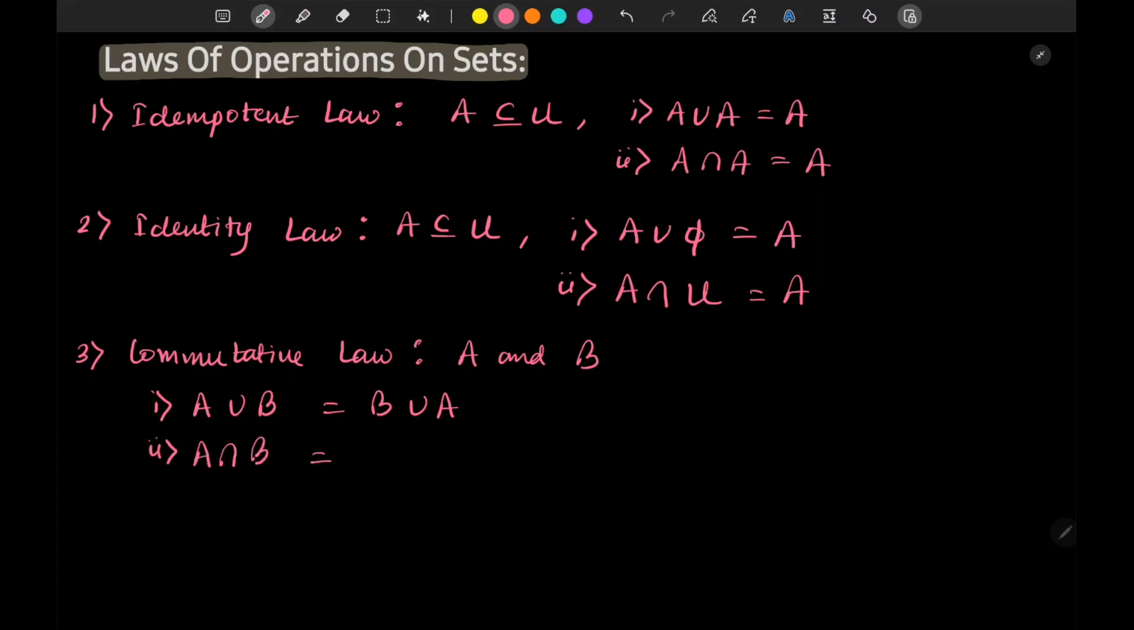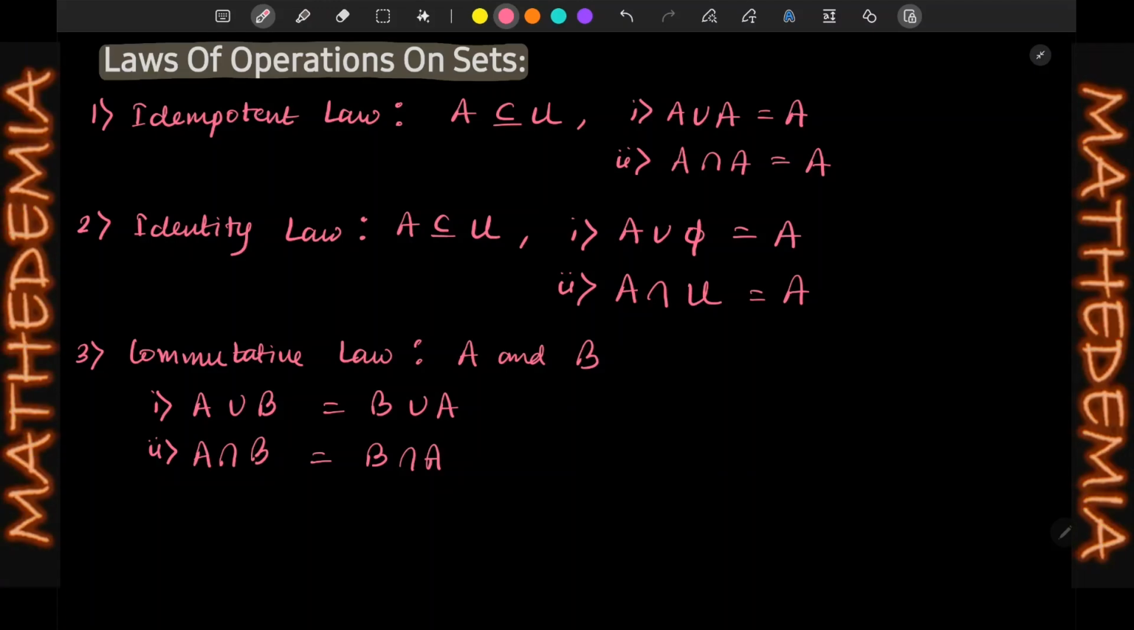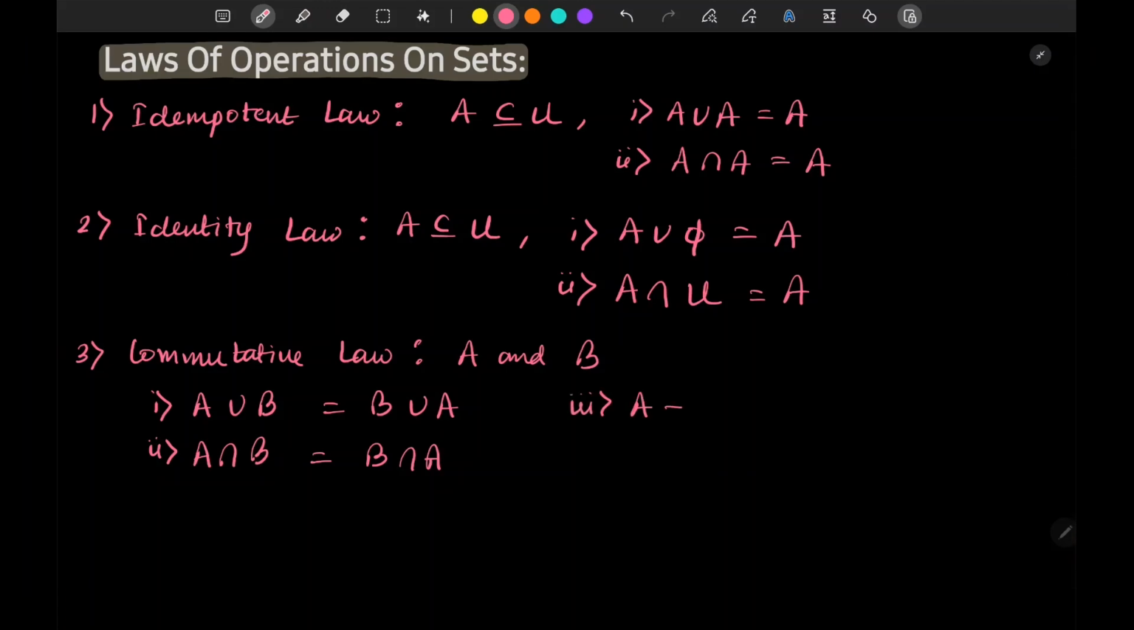Similarly, the intersection of two sets can also be interchanged. So A intersection B can be written as B intersection A, which is the commutative law for intersection of sets. However, it needs to be noted that the commutative law is not applicable for the difference of two sets. So A minus B is not equal to B minus A.